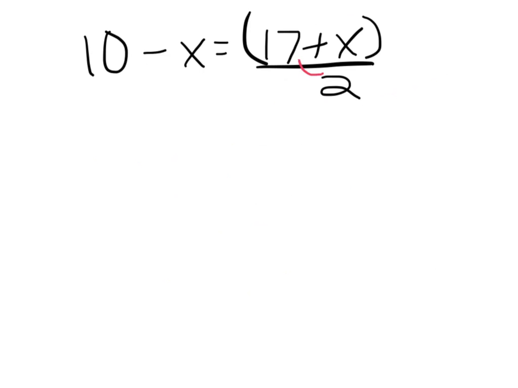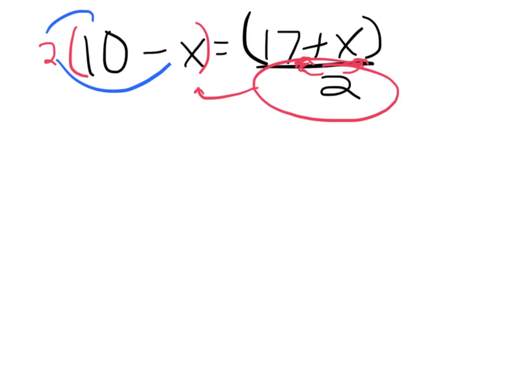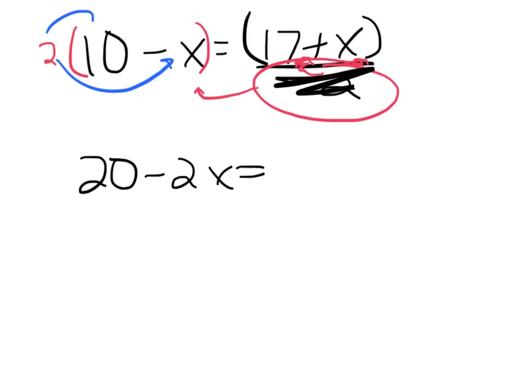Now I can see that dividing by 2 is not going to work out well, so I'm going to avoid doing that. Instead, I'm going to take my divide everything by 2, move it to the other side, and make it a multiply everything by 2. And then I'm going to distribute that through. 2 times 10 is 20. 2 times negative x is negative 2x, and that's going to equal 17 plus x.